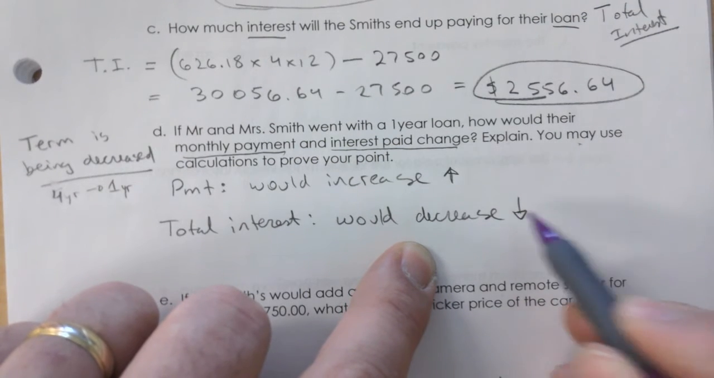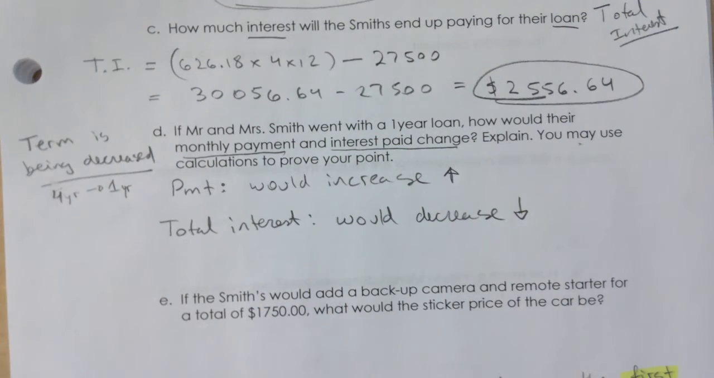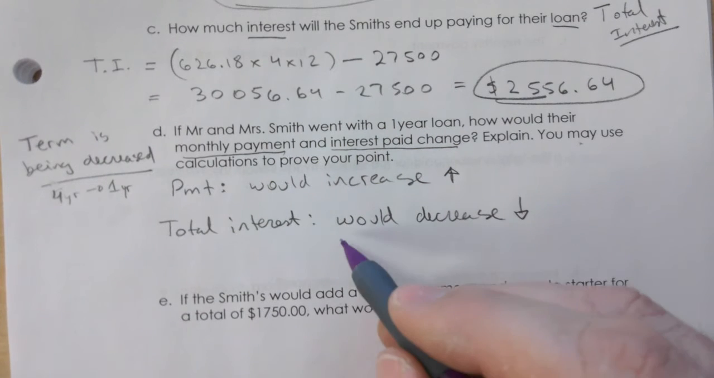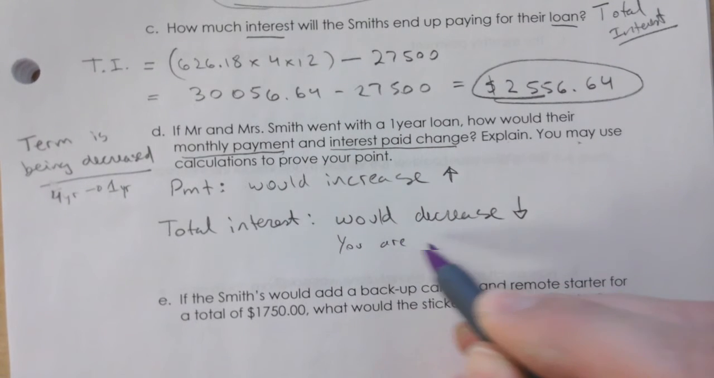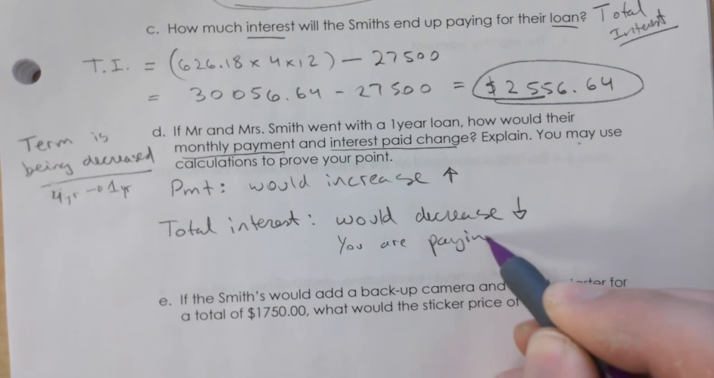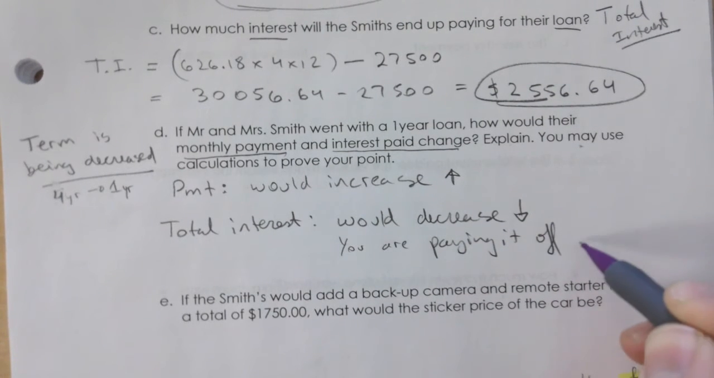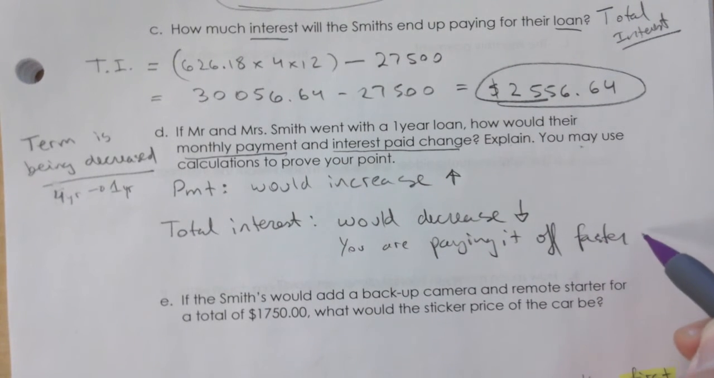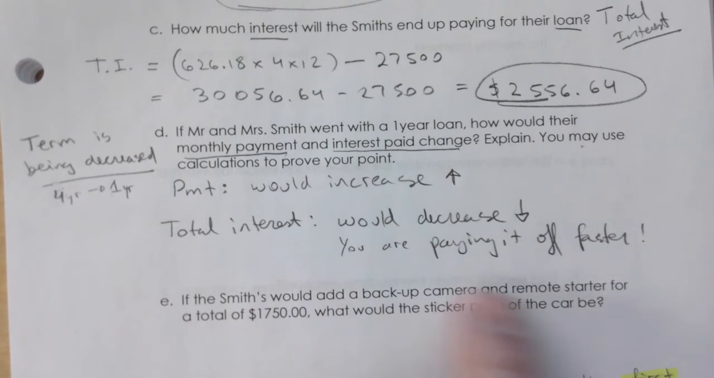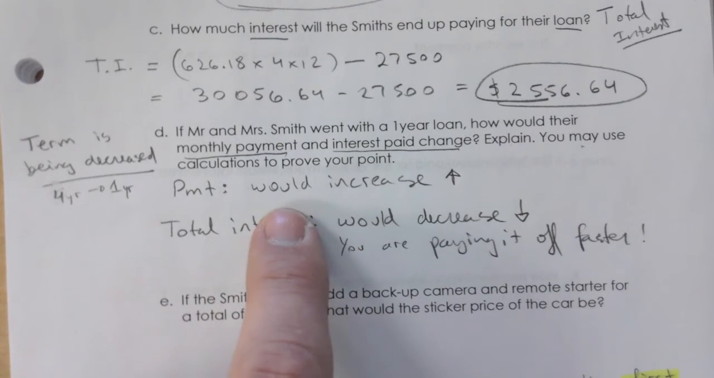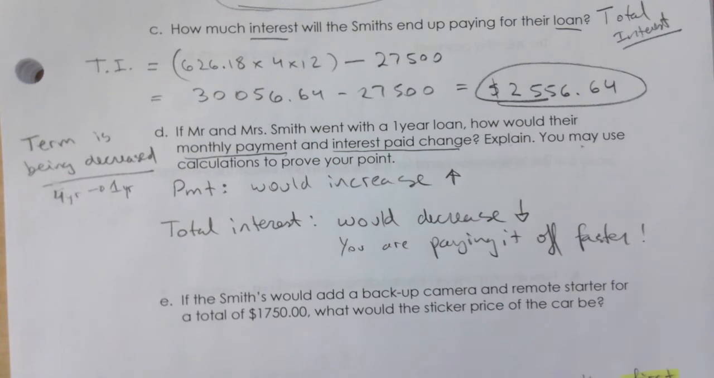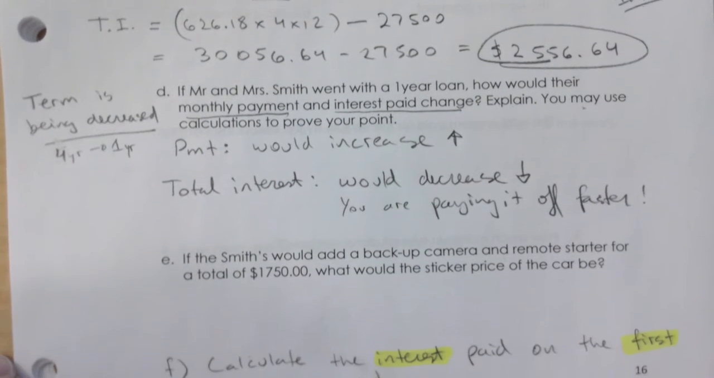Right? Total interest would decrease because you're paying it off faster. You are paying it off faster. Okay, that's why, and because you have a shorter period of time, of course you need to pay more per month, right? I hope that sinks in.